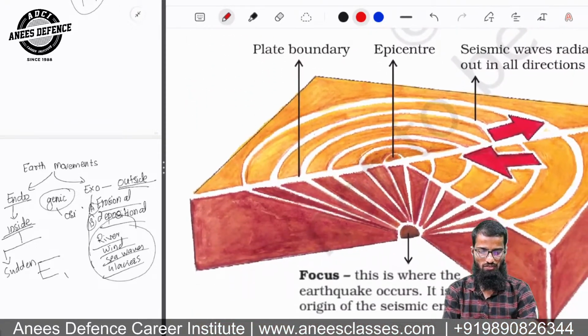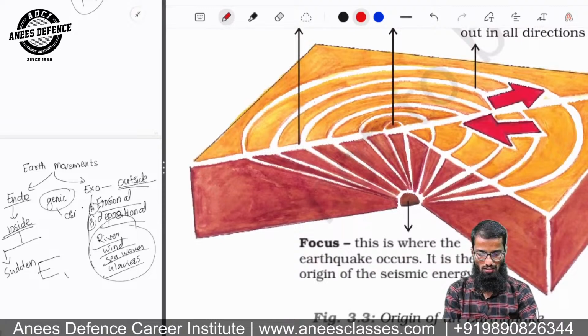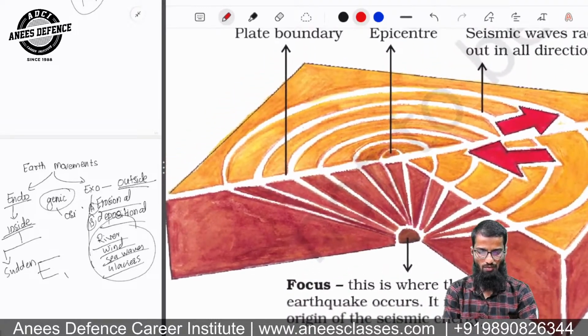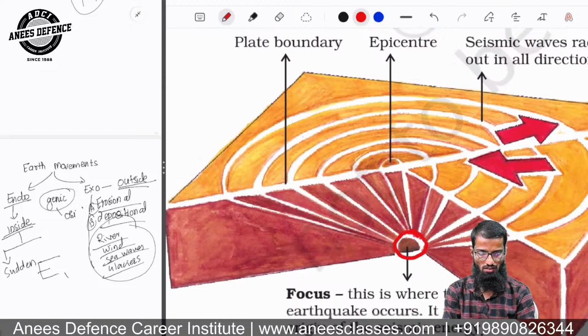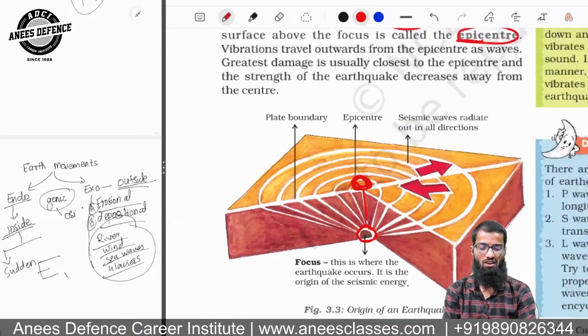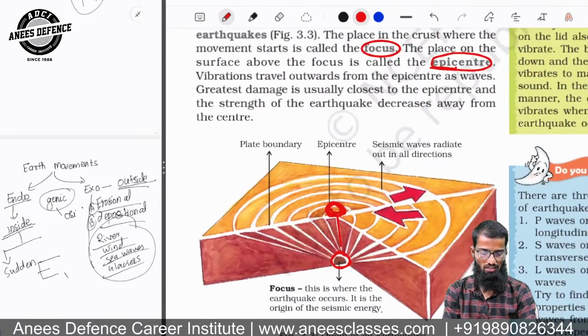You can see on your screen the example of the focus and epicenter. This is the focus, which is inside the earth, and the place exactly above the focus is called the epicenter. So this is the epicenter. These are related to plate tectonics. We will be studying that.